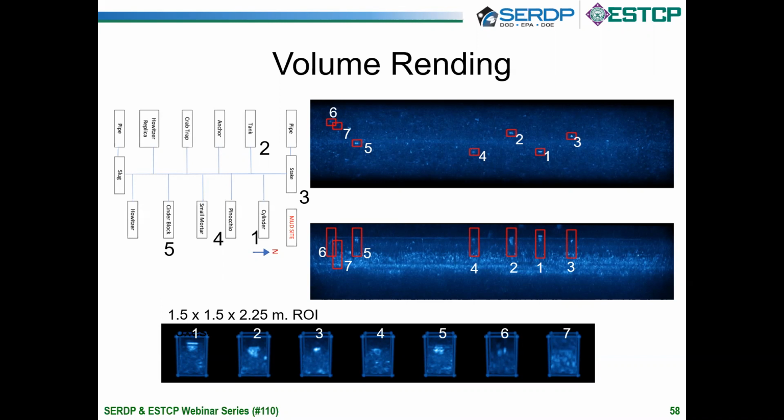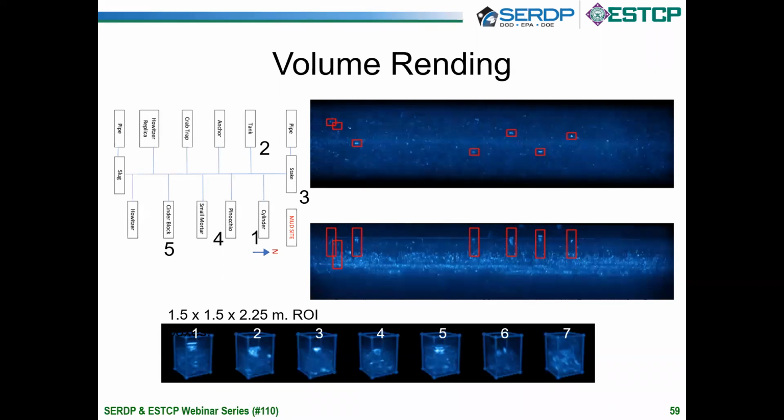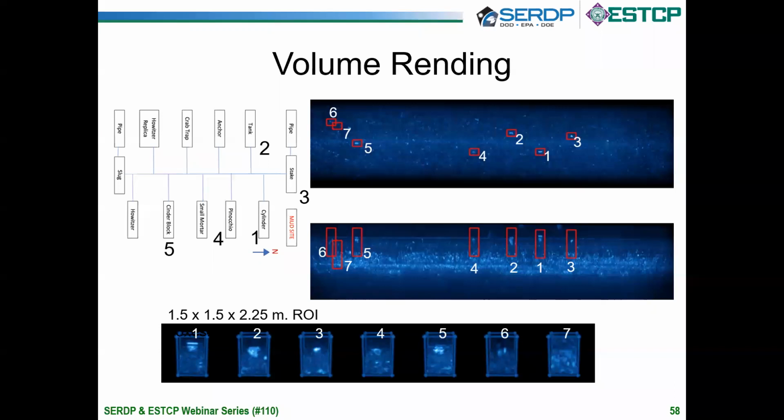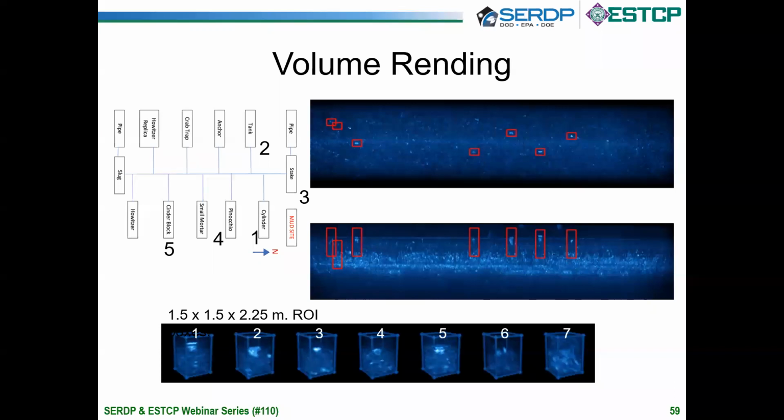So this is one view, and then on the next slide we're going to change the view, and on the next slide we're going to change the view again. So in these three slides, you can start to get some idea of the size and shape of the object just by looking at different views through the volume rendering.